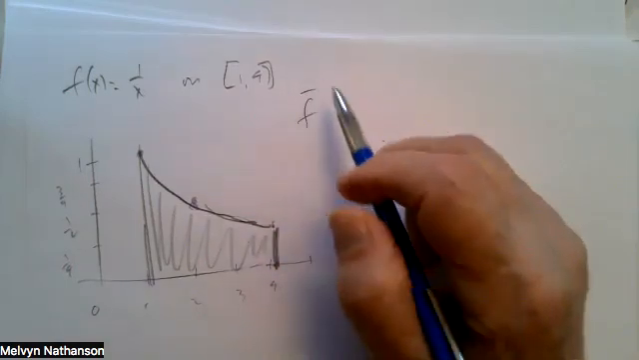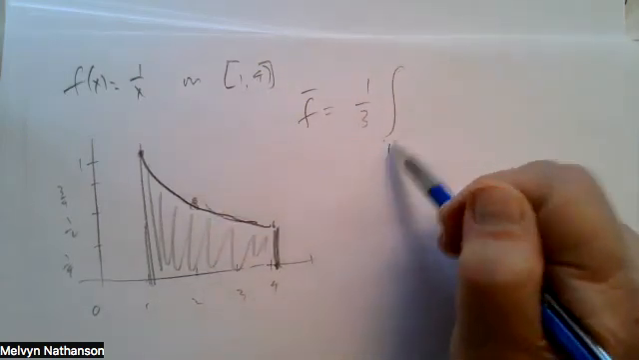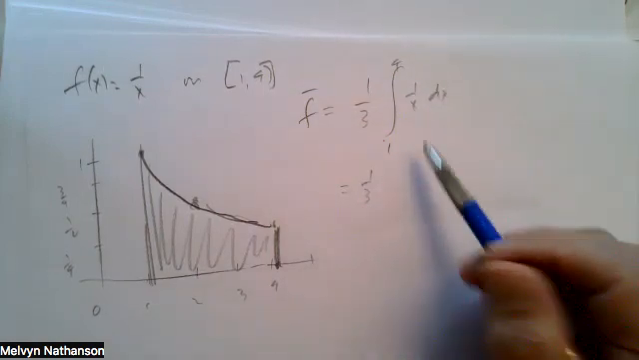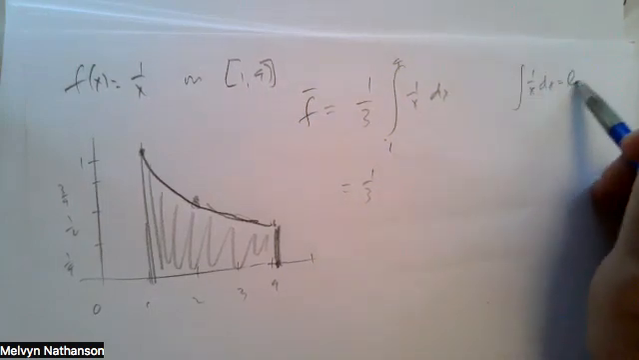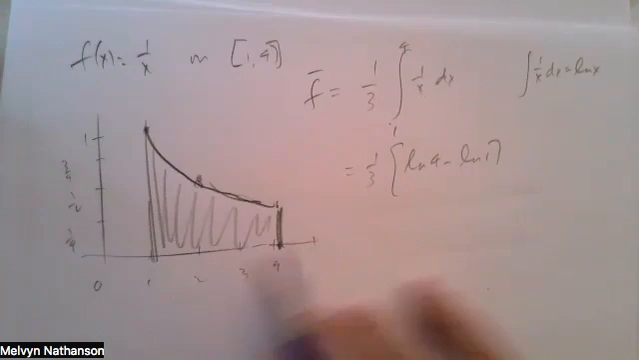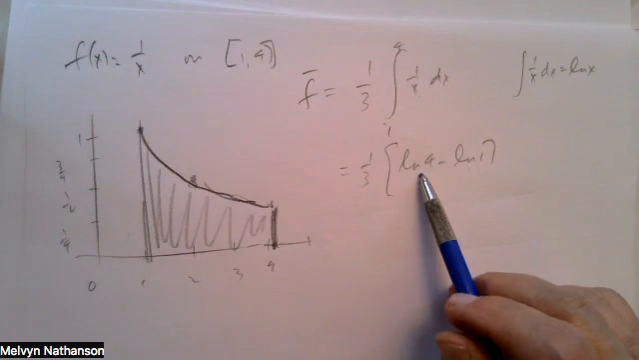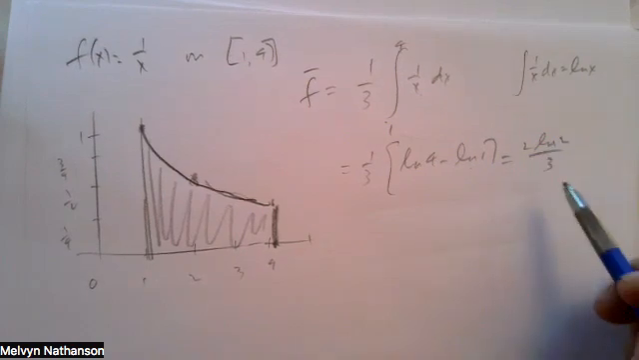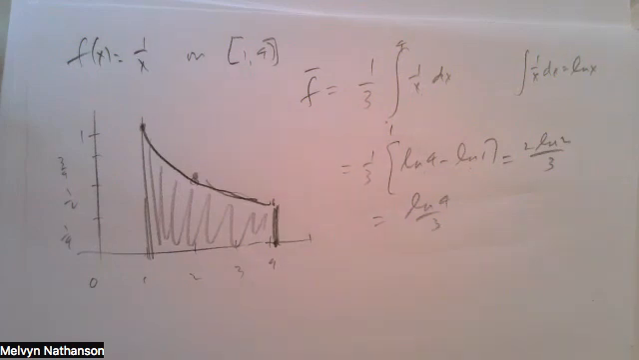What is the average value of the function? It's 1 over the length of the interval. 4 minus 1 is 3. The integral from 1 to 4, 1 over x dx. That's 1/3. And the antiderivative of 1 over x is the natural log of x. So this is log 4 minus log 1. But log 1 is 0. Log 4 is log of 2 squared. This is 2 log 2 over 3, or log 4 over 3. It's the same thing. That's the average value.